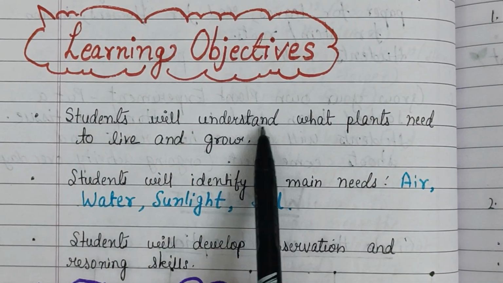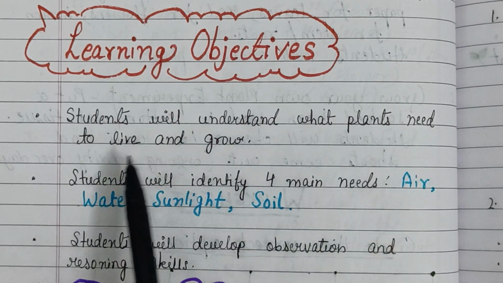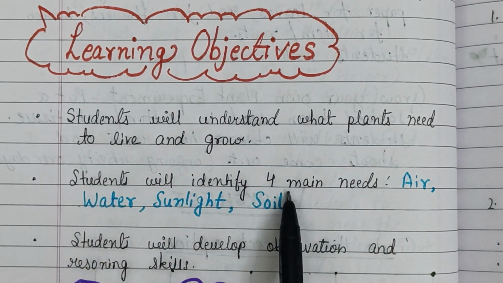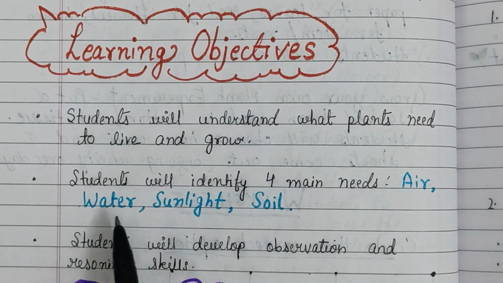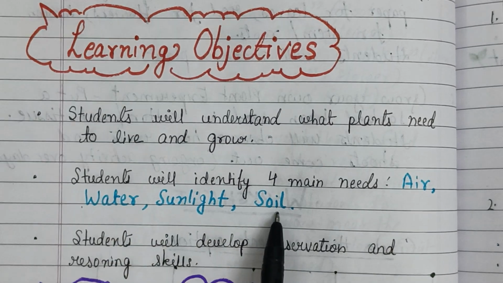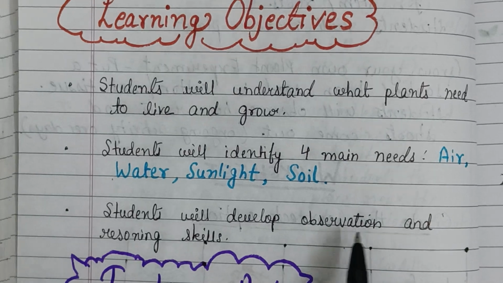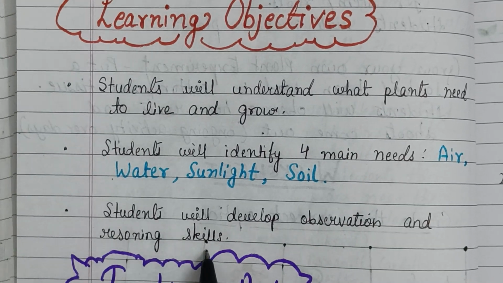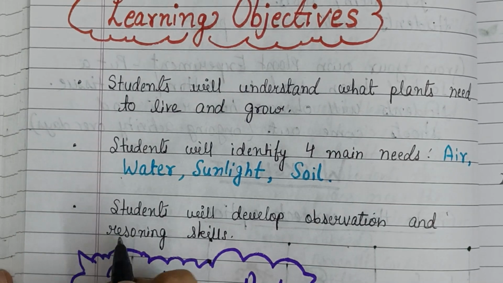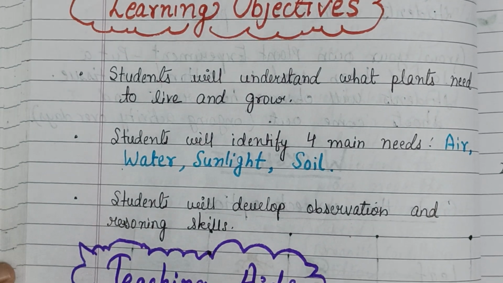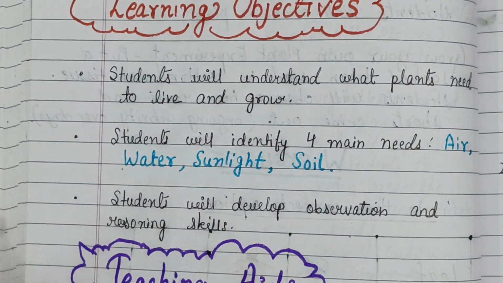Students will understand what plants need to live and grow. Students will identify four main needs: air, water, sunlight, soil. Students will develop observation and reasoning skills. Reasoning. Sorry, I've written wrong spelling.